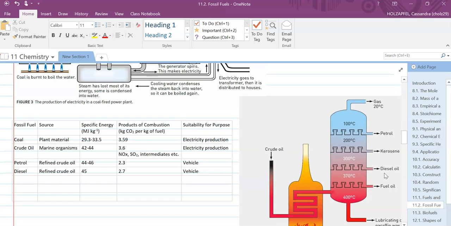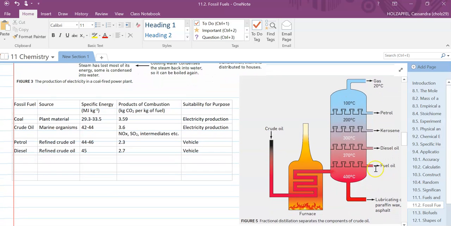If we have a look down here, I've created a table of the different types of fossil fuels that we're just talking about. So we have coal, which is from plant material, crude oil, which is from marine organisms, and then we have these other two types of oils, which is petrol and diesel. And so this is a little bit different, the way that this is actually used.